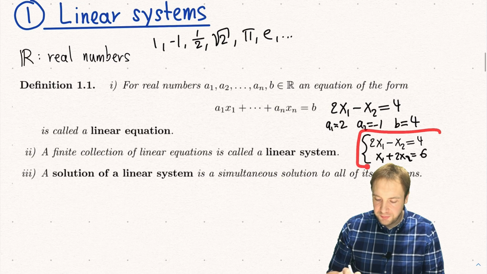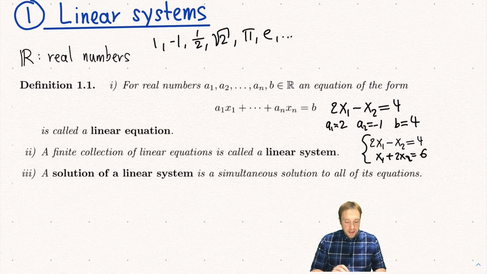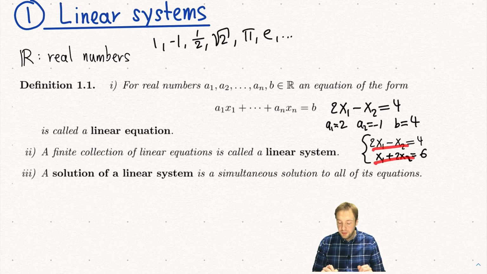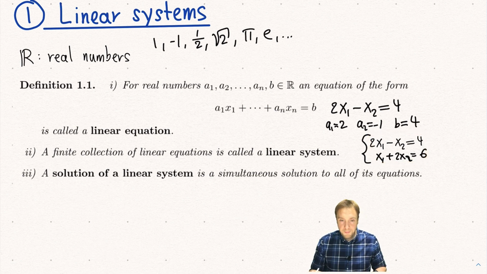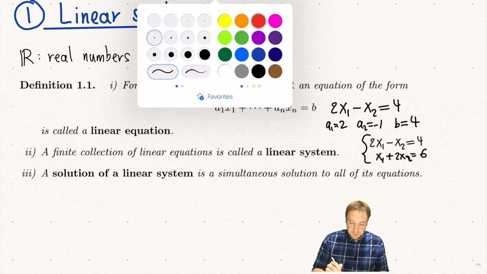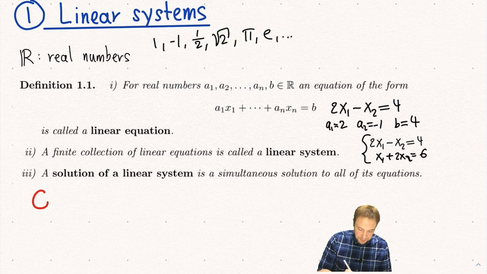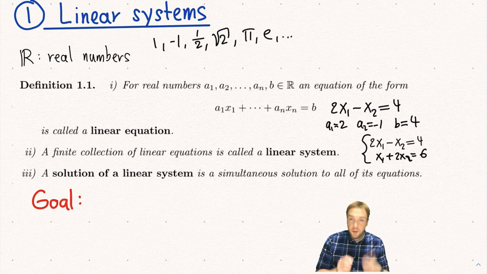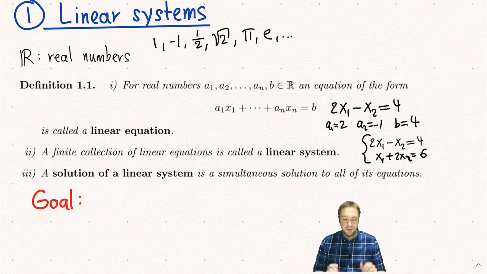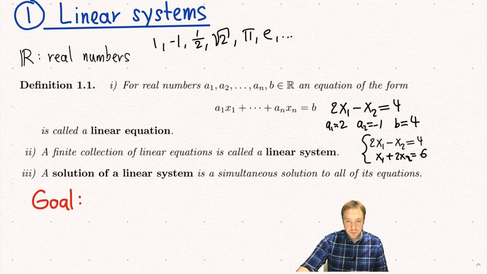So this linear system has 2 linear equations. And then a solution of a linear system is a simultaneous solution to all of its equations. So in this case, the solution of this linear system here are all possible values of x1 and x2, such that both of these equations are satisfied at the same time. And then our main goal is, and we will see that solving linear systems has a lot of different interpretations, but first of all we will just solve them and then later think about why it's interesting to solve linear equations. So the goal is to find all solutions.